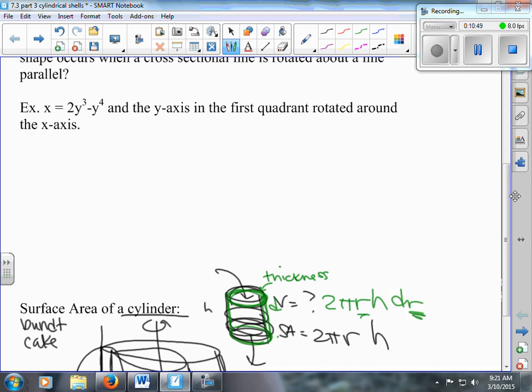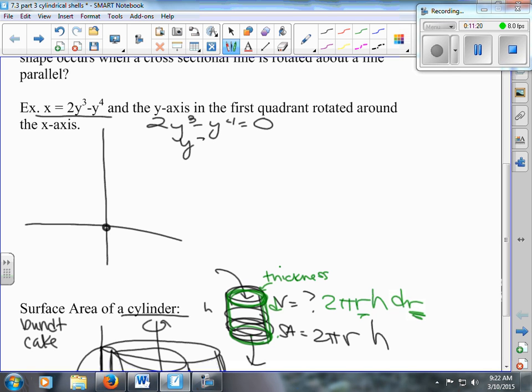Okay, let's see here. This first one, x equals 2y cubed minus y to the fourth. That's not an easy one to graph, right? But we're going to sketch it anyway. What if y is 0? Then x is 0, right? Let's find the other x, y intercepts. So I'm going to set 2y cubed minus y to the fourth equal to 0, and factor out a y to the third. And so it looks like my other intercept is that y equals 2.